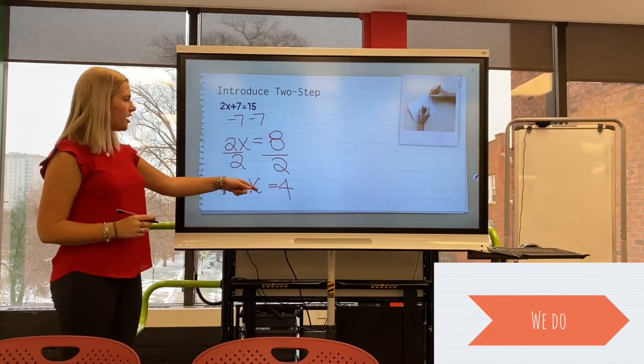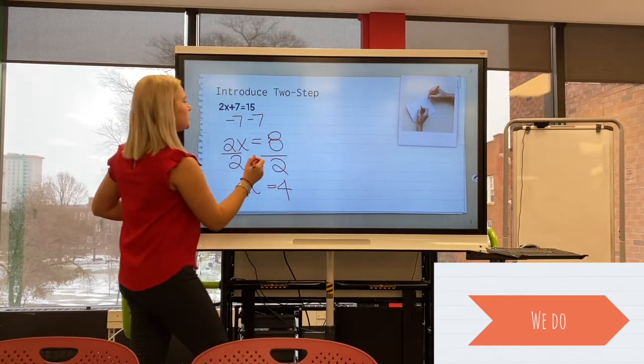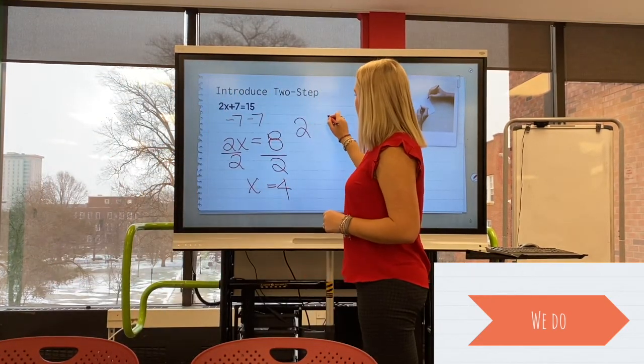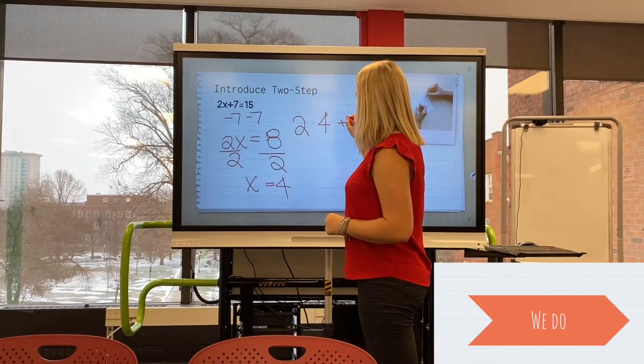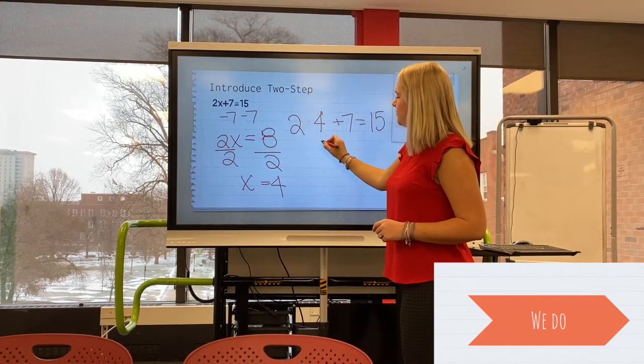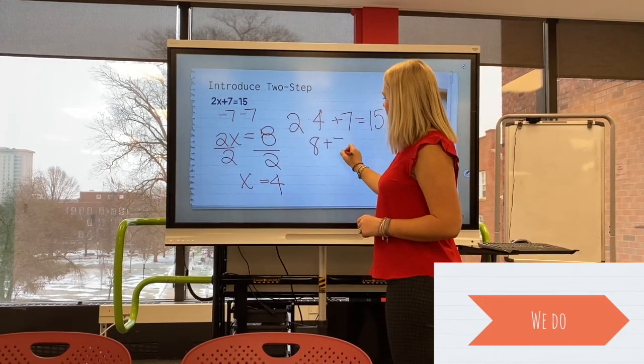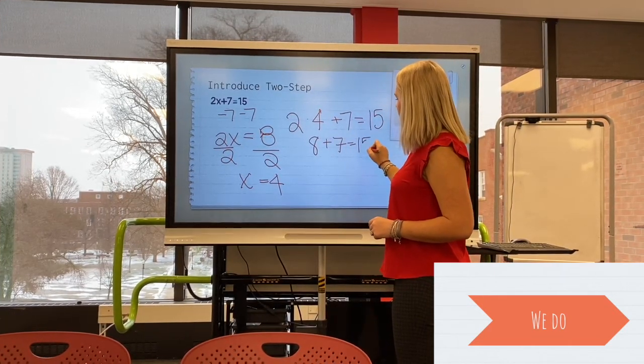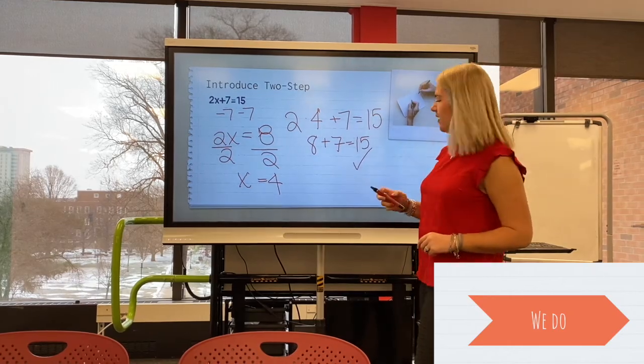Now remember, we can check this by plugging it back in. So we can do 2 times 4 plus 7 equals 15. 2 times 4 is 8. 8 plus 7 is 15. So that's how we check our work and know that we're right.